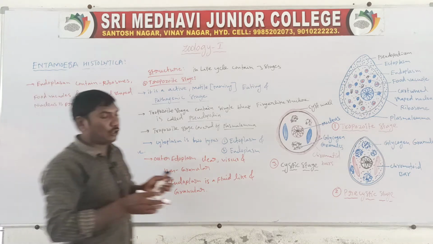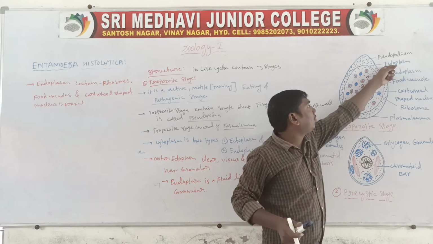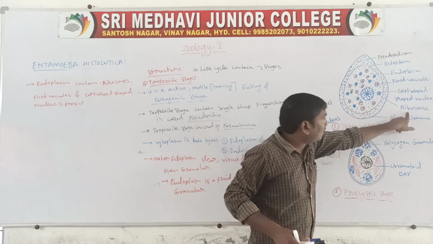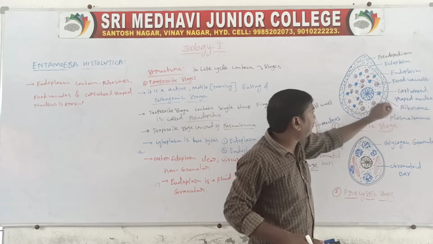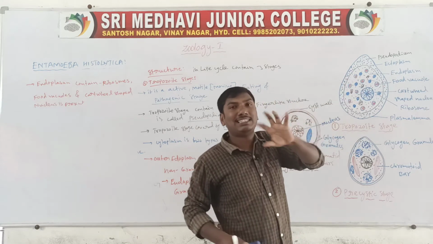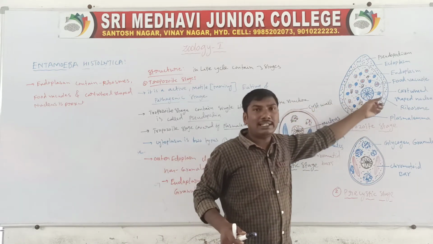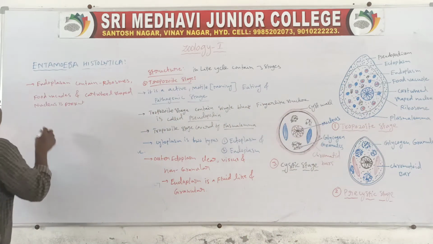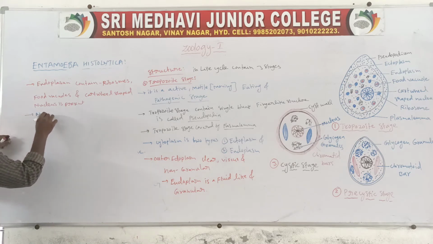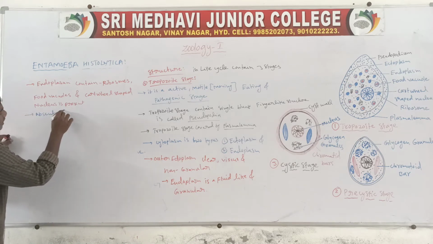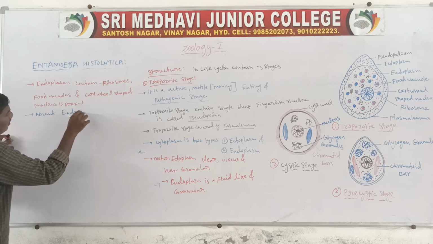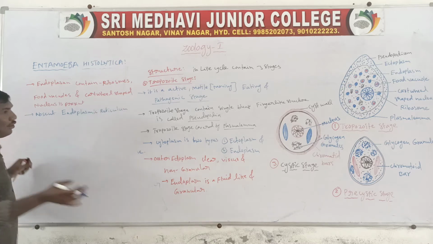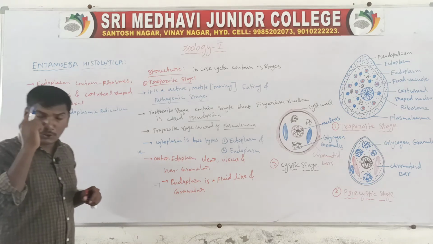See the diagram. This is the trophozoid stage. The outer part is the ectoplasm and the inner is the endoplasm. The inner endoplasm contains granules: the ribosomes, food vacuoles, and a cartwheel shaped nucleus is present. Endoplasmic reticulum is absent.